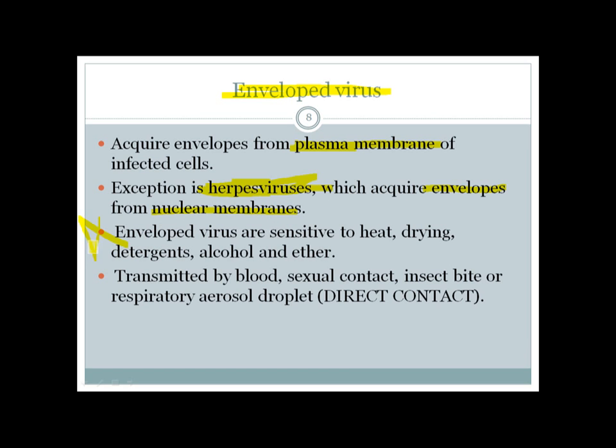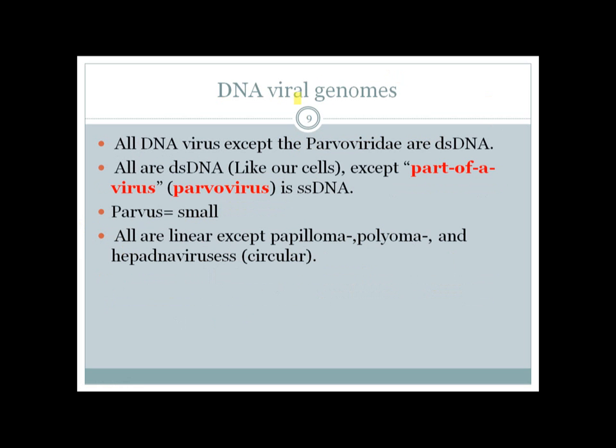And as I have told already, the envelope of an enveloped virus is very sensitive to heat, drying, detergents, alcohol, and ether. So they cannot stay in the environment for long. That's why they have to be transmitted from one person to another, or one animal to another, through direct contact of body fluid or by some other contacts. So you need direct contact for transmission of enveloped viruses. It can be transmitted by blood transfusion, sexual contact, insect bite, or respiratory aerosol droplet. Very important to know.